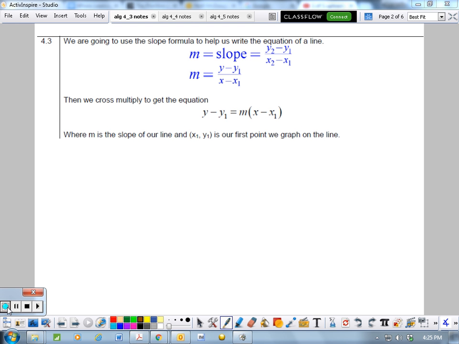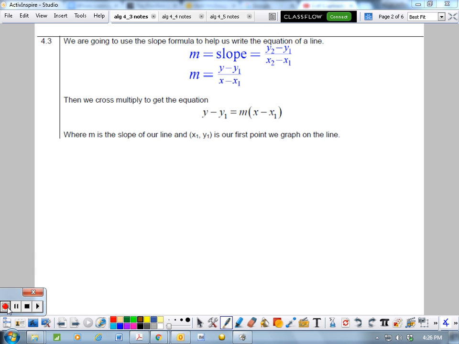Because remember back in chapter 3 we were doing those tables, and all that work we had to do just to get points to graph, and hopefully we didn't make a mistake, because if we make one mistake it doesn't make our line look right. So now we're going to look at some shortcuts for that, using these formulas and patterns to help us graph.